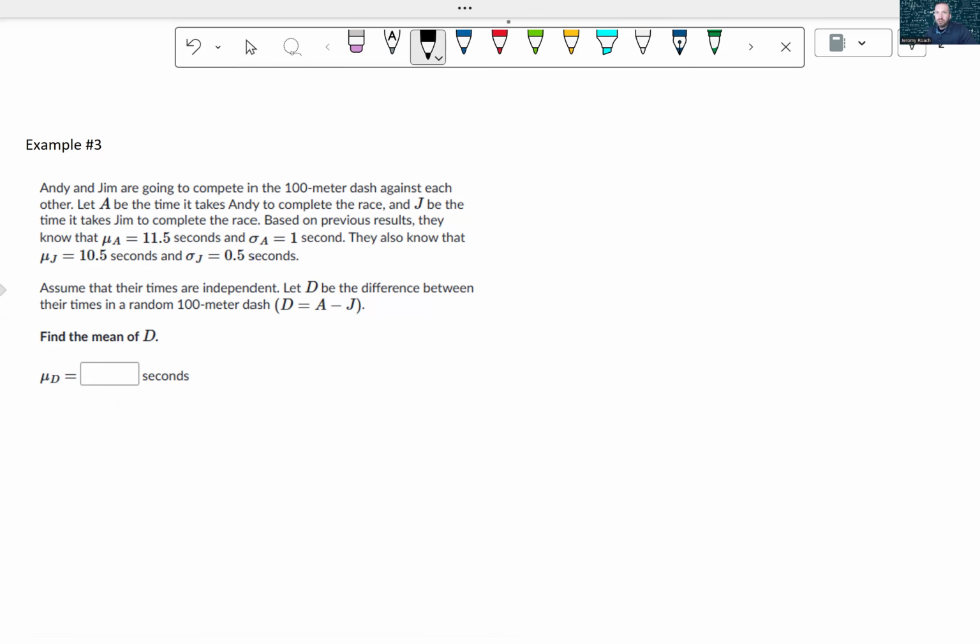This is a much more simple problem. In fact, we don't even need independence in terms of this problem, but that's okay. It tells us anyway. So to find the mean of D, this time all we have to do is subtract. So we just find the mean of A minus the mean of J.